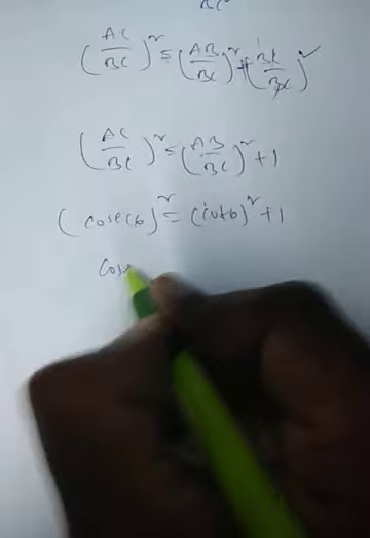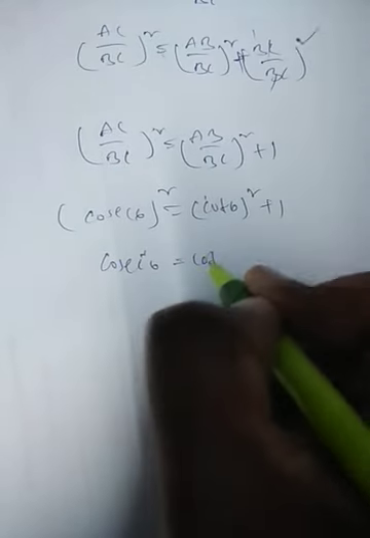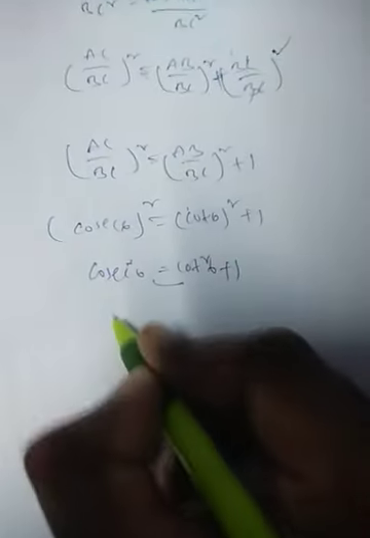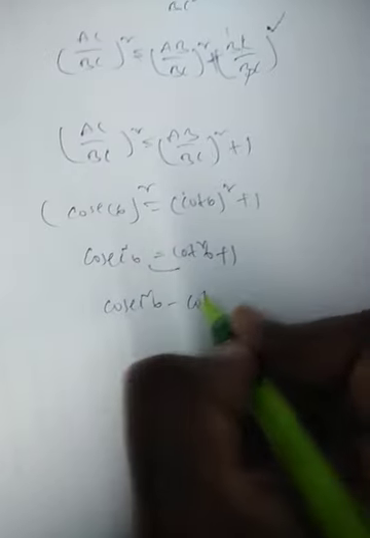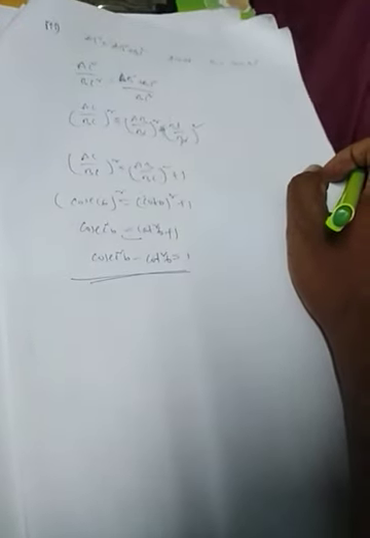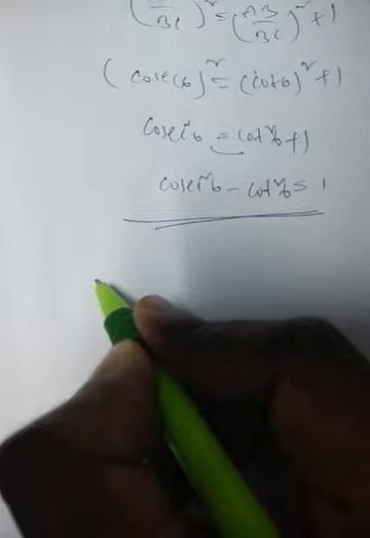This will become cosec square theta is equal to cot square theta plus 1. Send cot square theta this side. Cosec square theta minus cot square theta is equal to 1. These are the 3 identities. First one is sin square theta plus cos square theta is equal to 1. Second one is sec square theta minus tan square theta is equal to 1. Third one is cosec square theta minus cot square theta is equal to 1. We will discuss some examples on this.